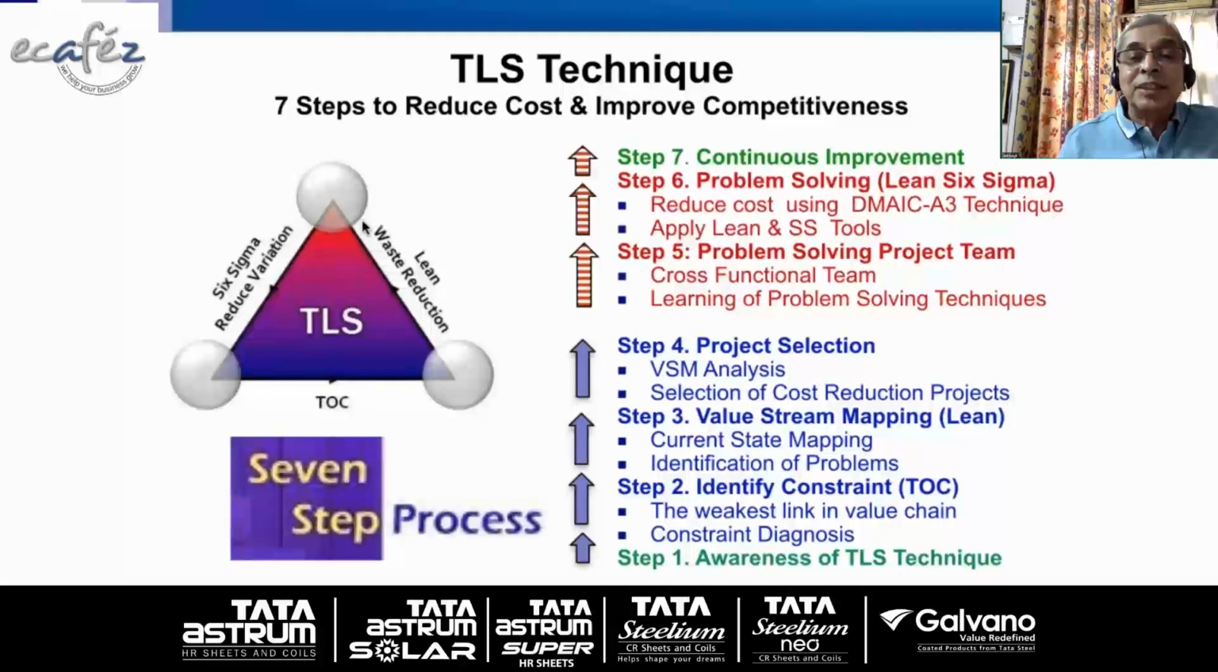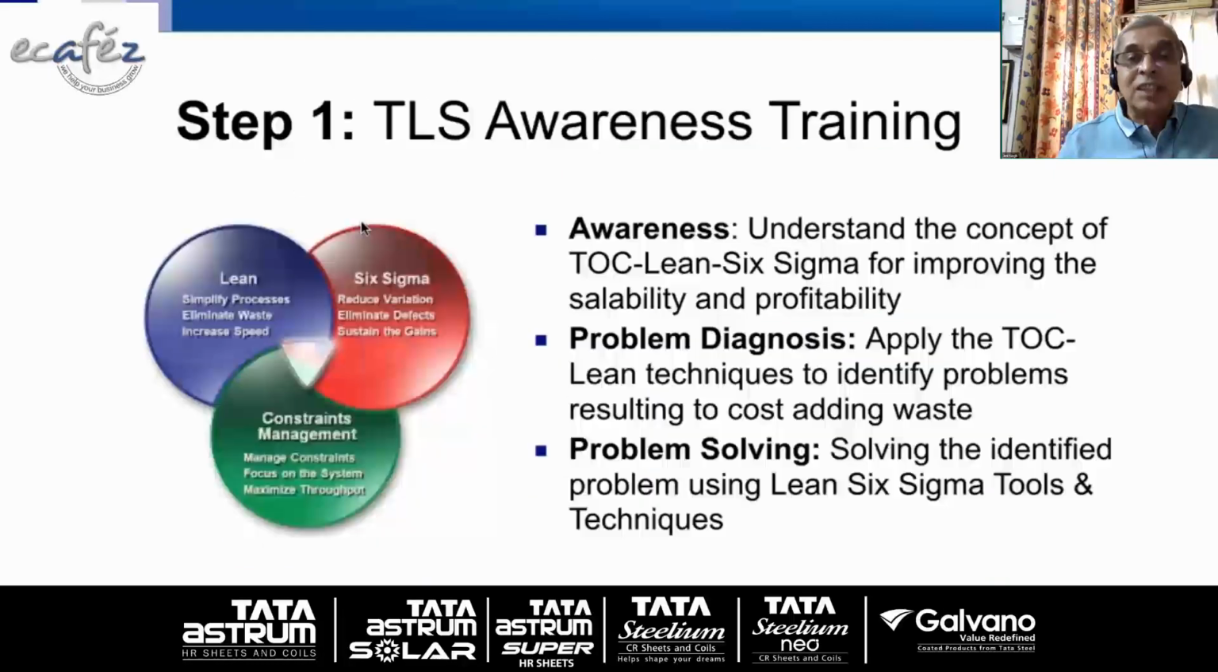So this was the first phase of problem solving, detection of problem. Now, how to solve it comes in step 5 and step 6. Step 5 involves forming a project team and enhancing their competence. Then once they are trained in problem solving technique, they work on the problem solving projects and solve the problem using the DMAIC A3 model. Let's see how it has been done in Auto Comp Ltd.